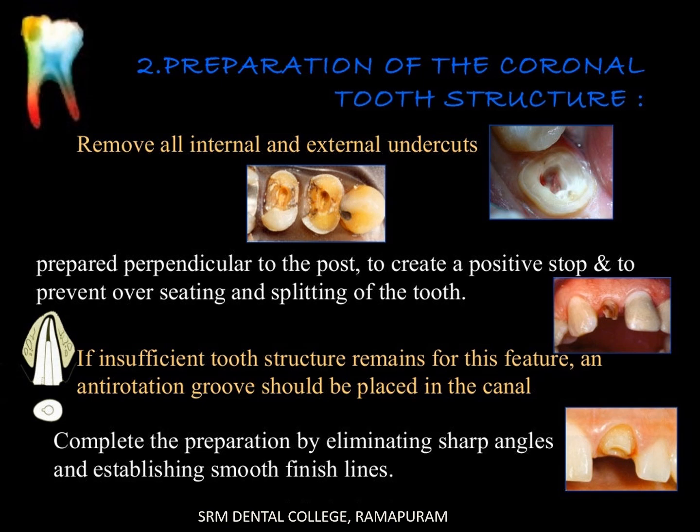Preparation of the coronal tooth structure: remove all the internal and external undercuts. Prepare perpendicular to the post to create a positive stop and to prevent overseating and splitting of the tooth. If insufficient tooth structure remains, an anti-rotation groove should be placed in the canal.